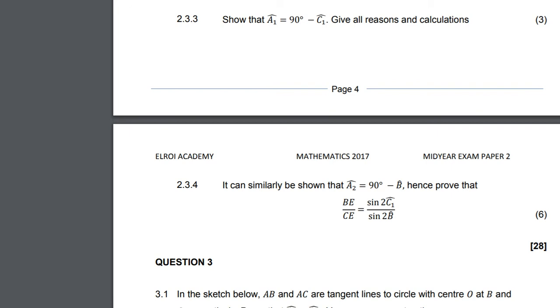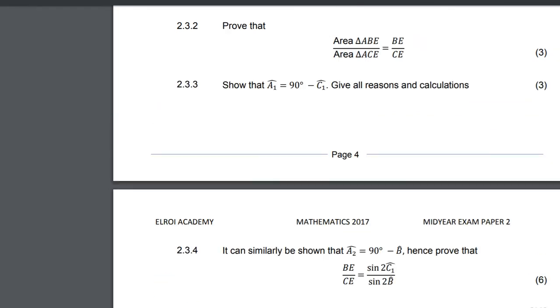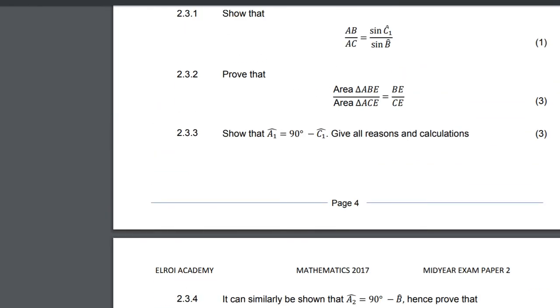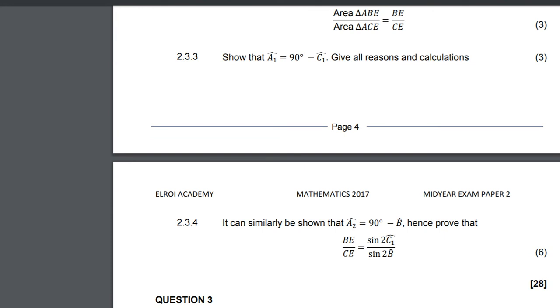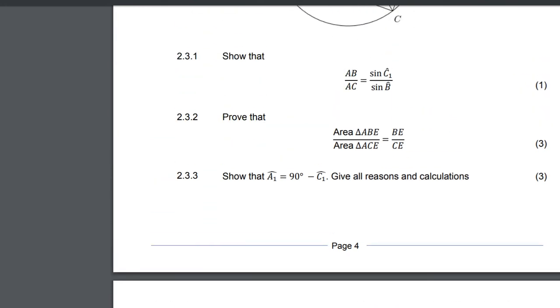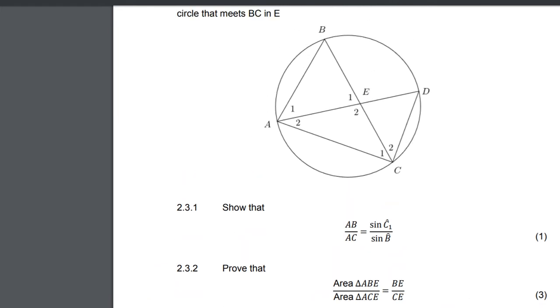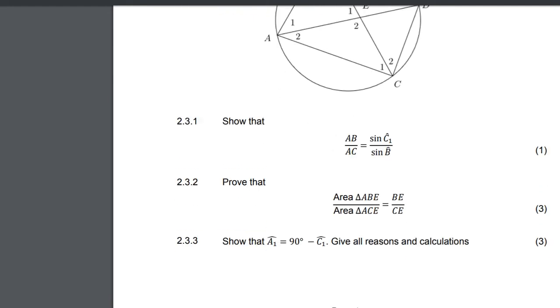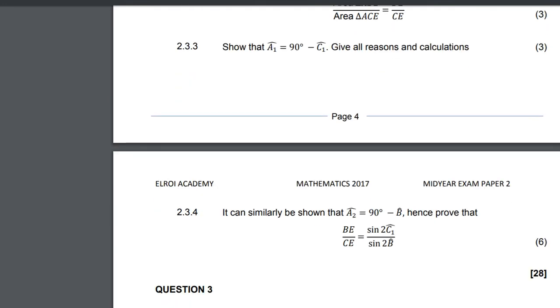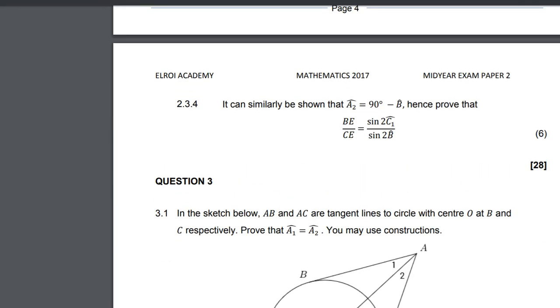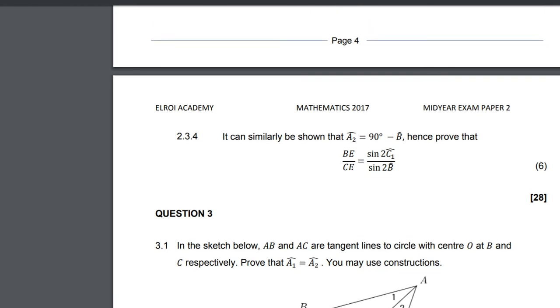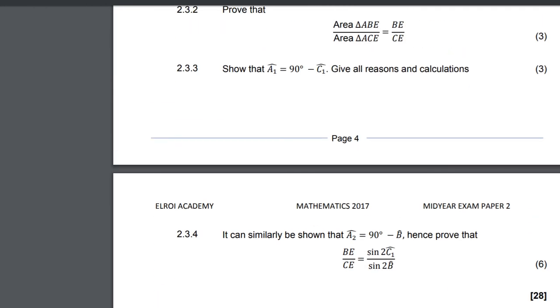show, prove that BE over CE. Now, this is not a coincidence. BE over CE should look familiar to that. So we already know that BE over CE is equal to the area of those two triangles. This triangle over that triangle. And we also know that AB over AC, so all of these questions are now being used to answer this final question. So BE over CE, that's how we can start.